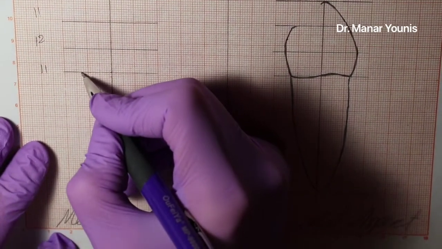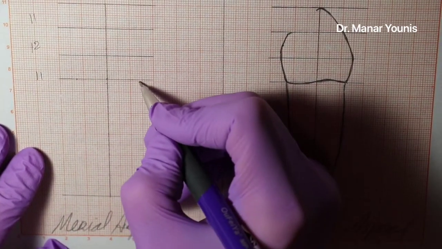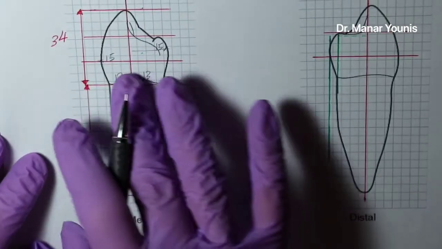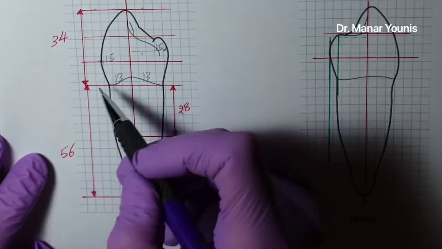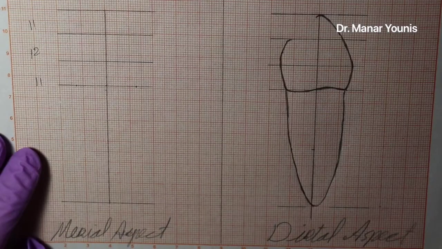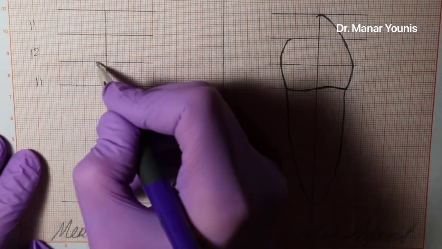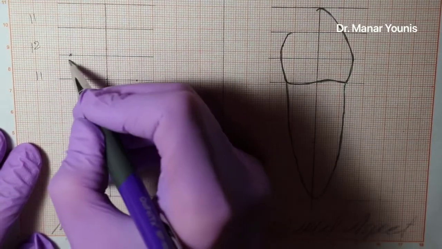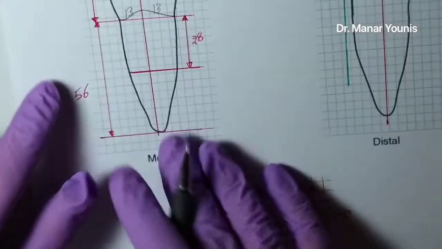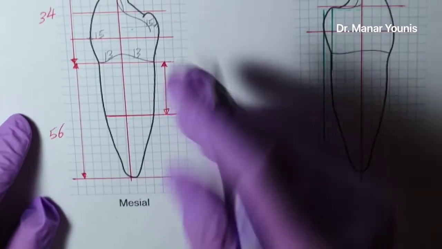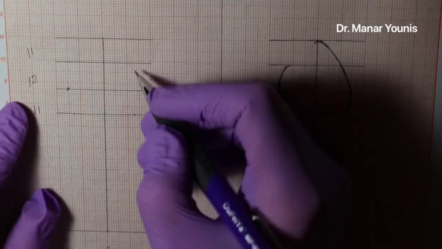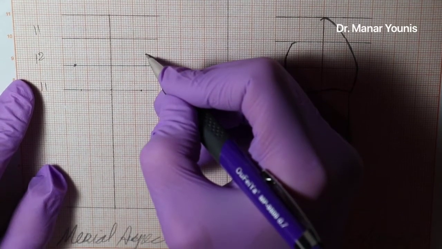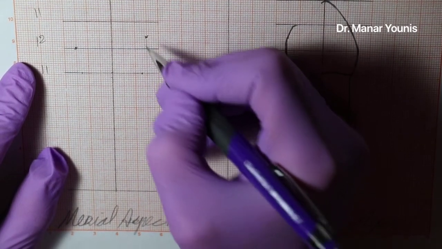So this is 13 and 13. The buccal height of contour is located at the junction between the cervical and middle thirds. So I will put a mark here at this point. 15 represents the buccal height of contour, while the lingual height of contour is in the center of the middle third. So I will go down or up from here for 6 millimeters and put a mark at 15.